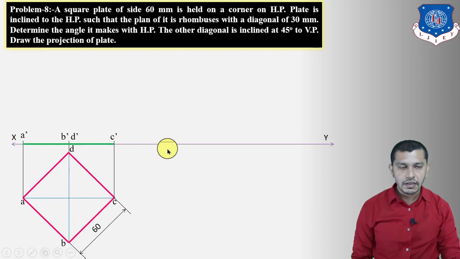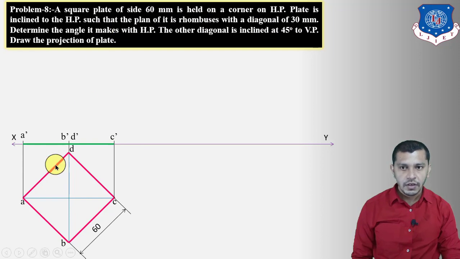Now in the second stage, as the plane is resting on the horizontal plane, we have to derive the condition with the horizontal plane. But right now in this question, the angle of inclination of the plane with the horizontal plane is not given. It is indirectly given that the plate is inclined to the horizontal plane such that the plan of it is a rhombus with a diagonal of 30 mm. So now we have to draw a plan which is a rhombus with one of the diagonals measuring 30 mm.